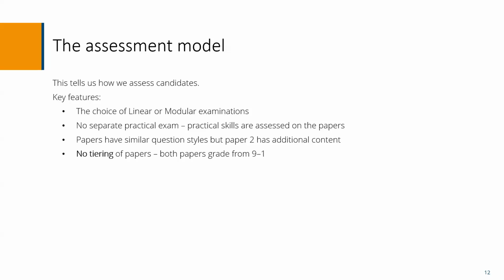The papers have similar question styles, but paper 2 for linear has some additional content, and I'll explain that to you now. And there is no tiering. In other words, we don't have a foundation paper and a higher paper. Here in the UK, the foundation paper is targeted at grades 5 to 1, and the higher paper is targeted at grades 9 to 4. But here, the full range of grades are available on the papers.